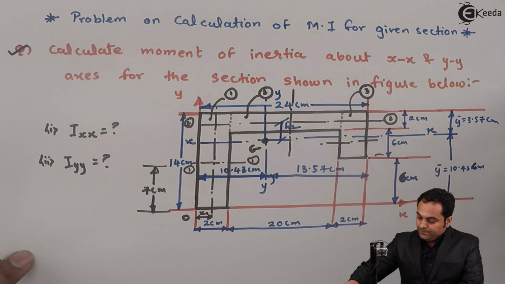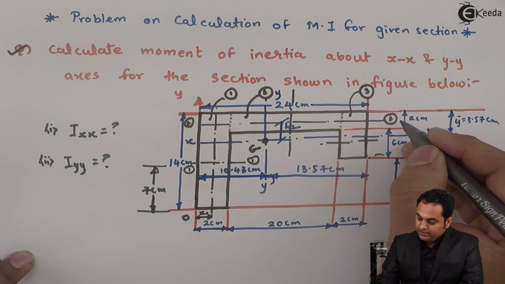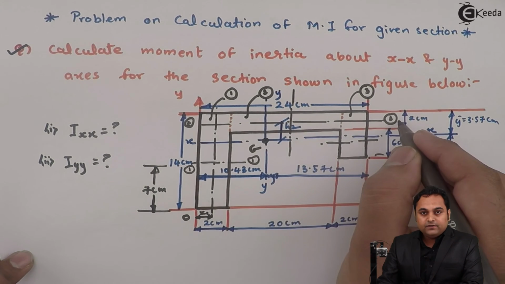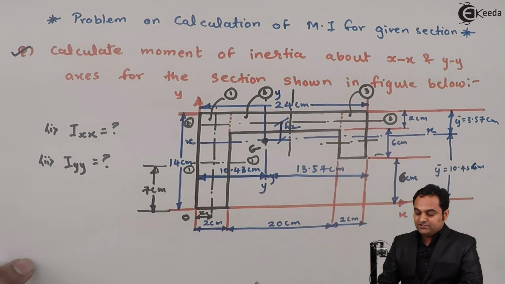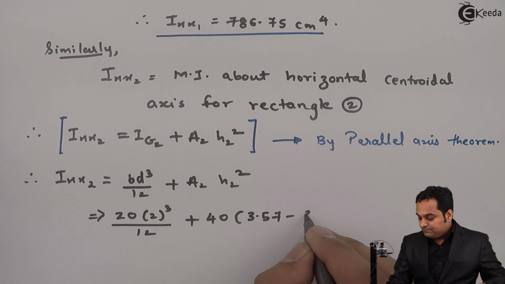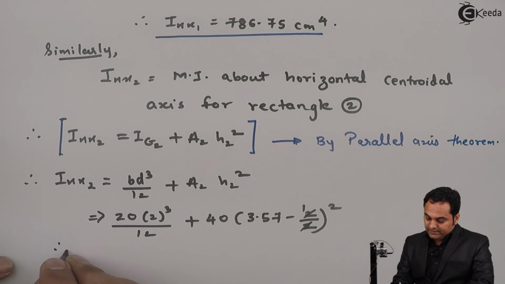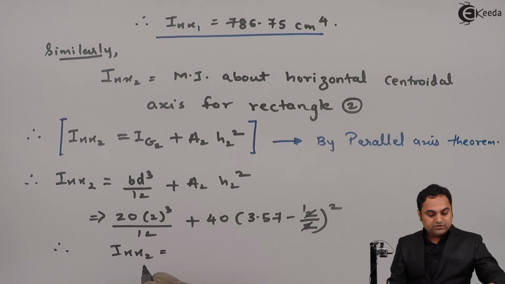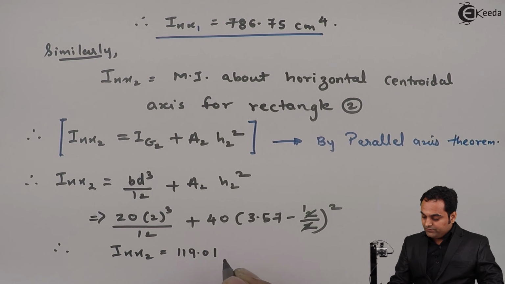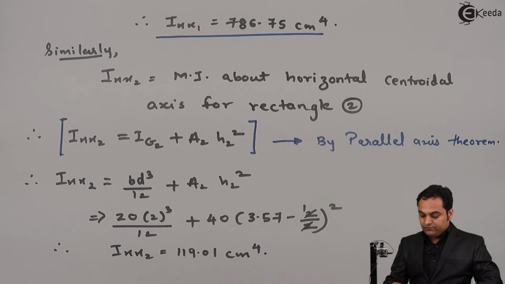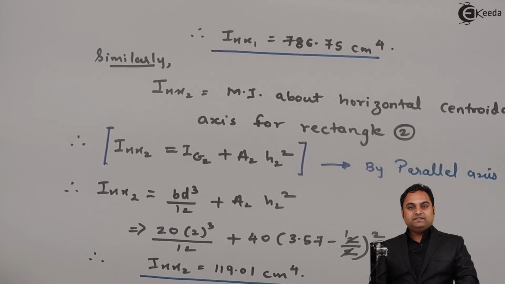So h2 will be, as it is clear, from the top the centroid is located at 3.57 distance and the x-axis for rectangle 2 is at half of 2. So from 3.57 we will subtract half of 2 to get this distance. Half of 2, that is 1, square. Now Ixx2 comes out to be 119.01 centimeter raised to 4. Now after getting Ixx2, the next thing is Ixx3.